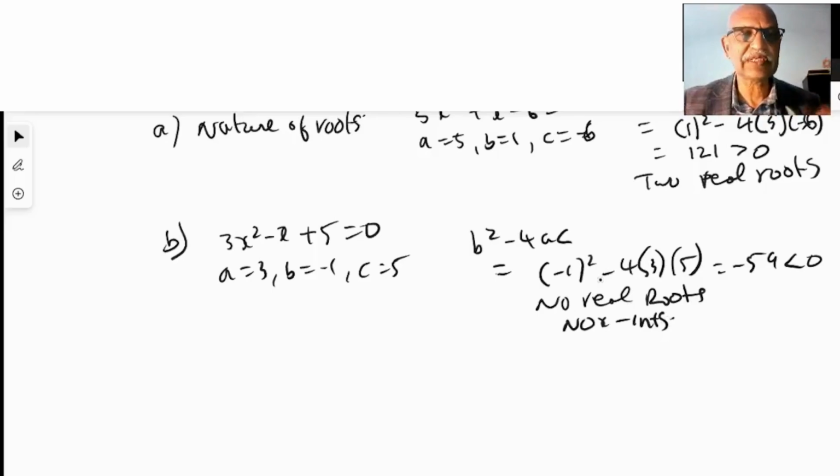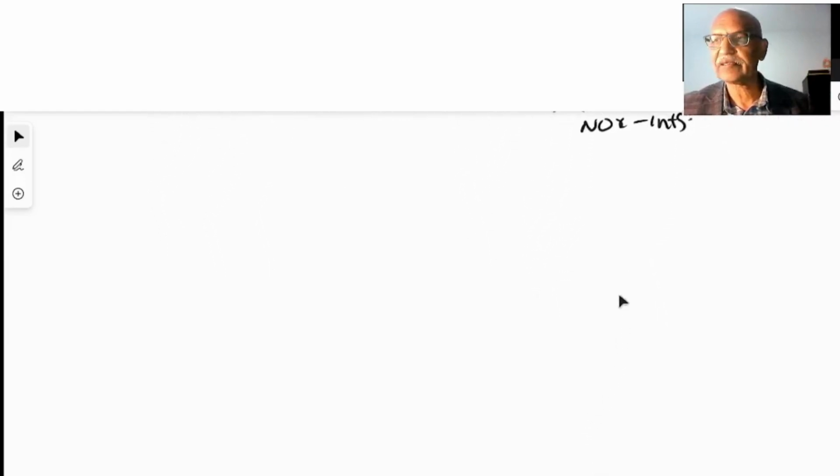So whenever we say find the roots, it would be the quadratic formula only. Let's make sure about that one.